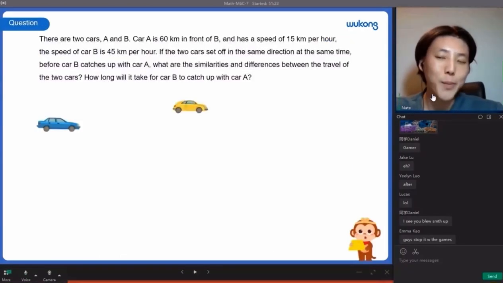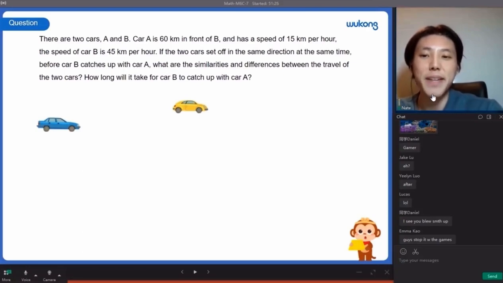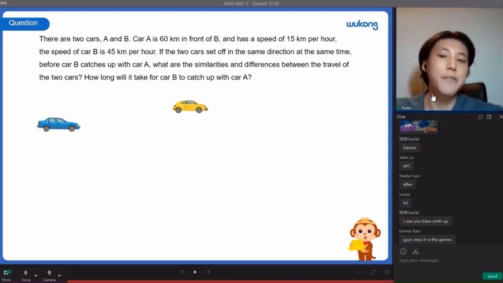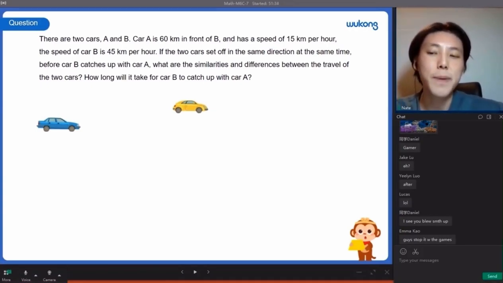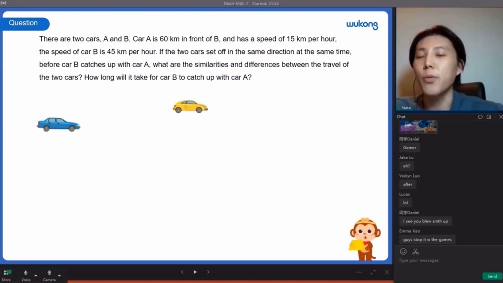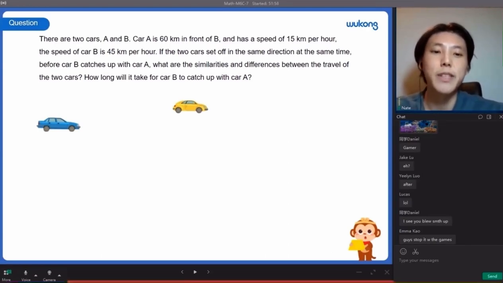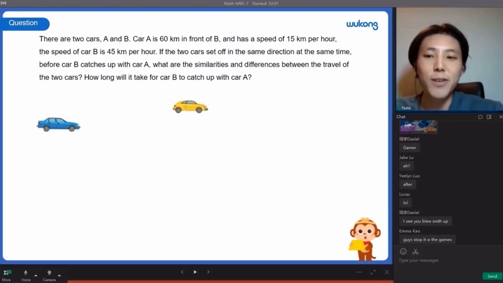There are two cars, A and B. Car A is 60 kilometers in front of B and has a speed of 15 kilometers per hour. The speed of car B is 45 kilometers per hour. Since car B is traveling much faster, 3 times faster than car A, it will catch up in time. If the two cars set off in the same direction at the same time, before car B catches up with car A, what are the similarities and the differences between the travel of the two cars? How long would it take for car B to catch up with car A?